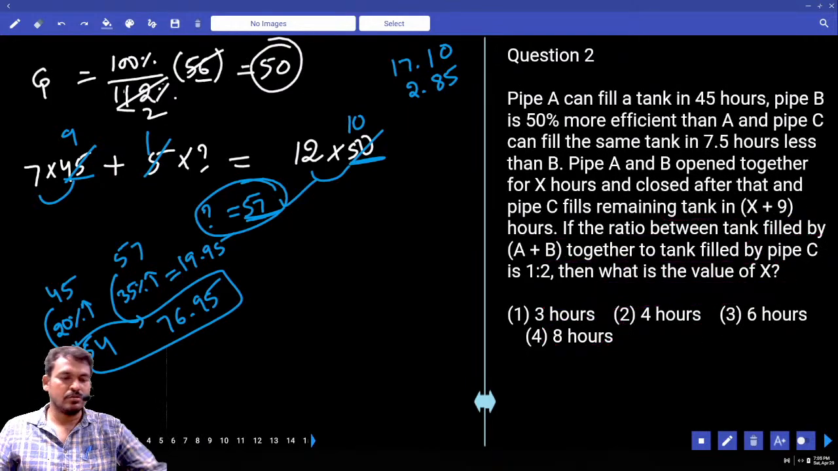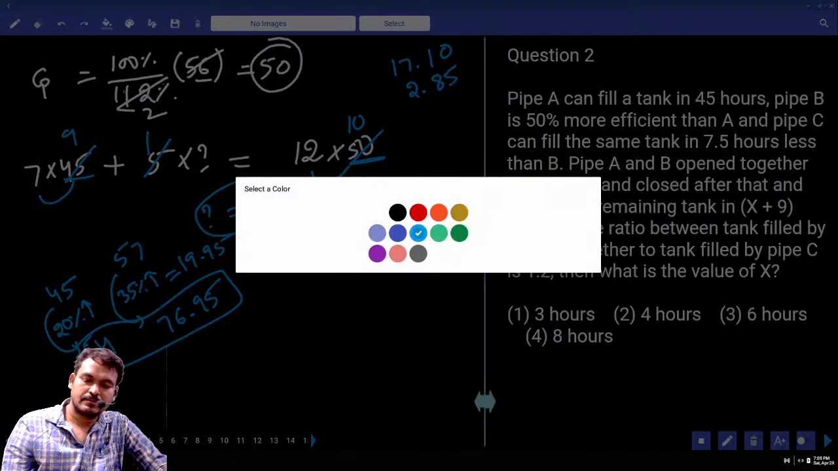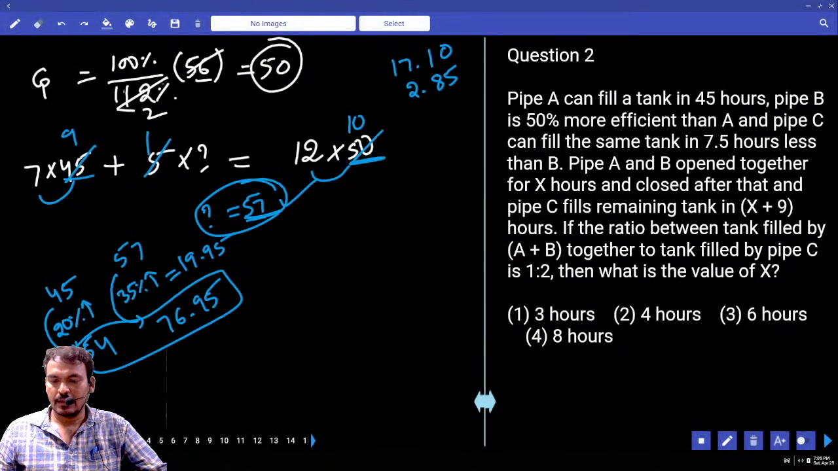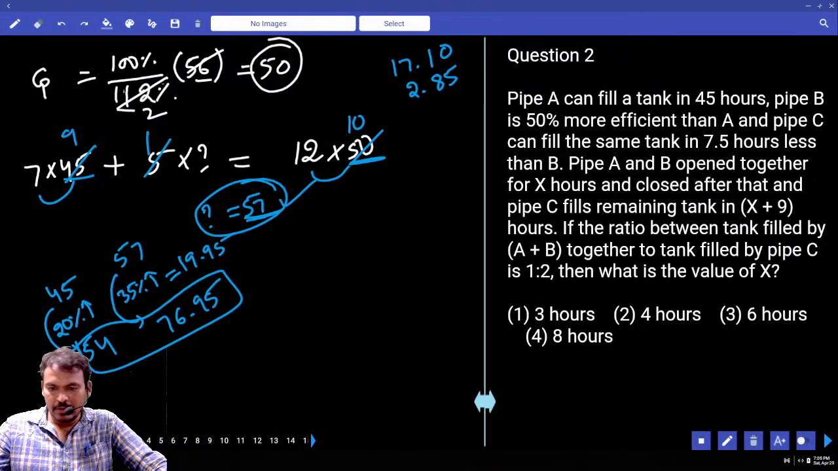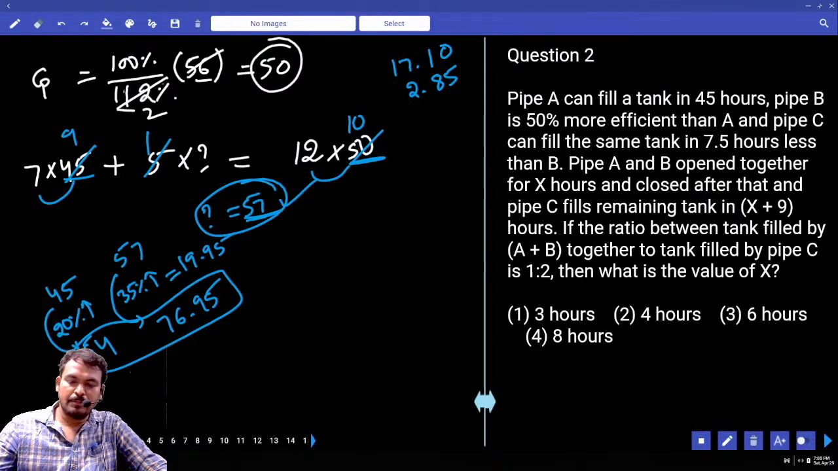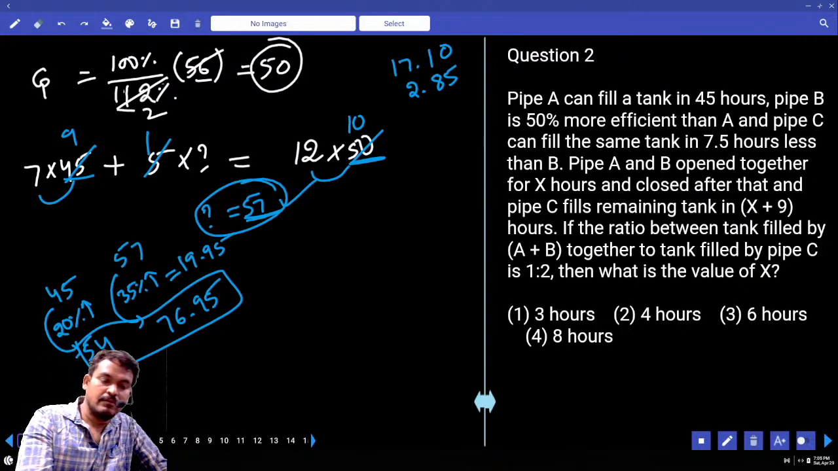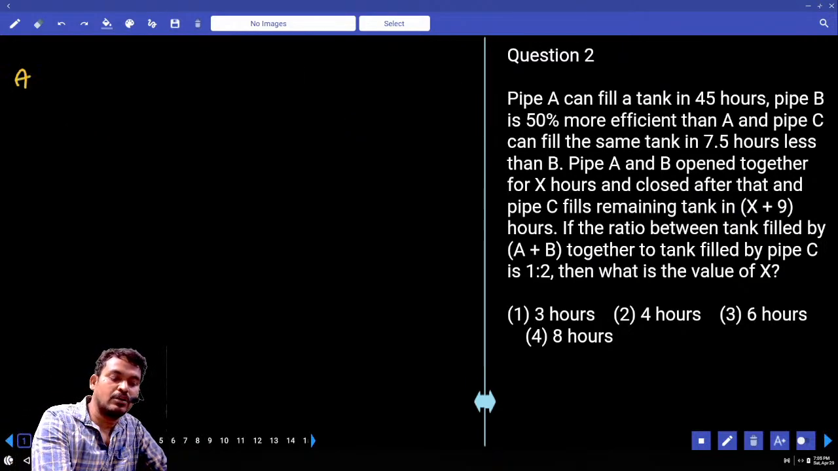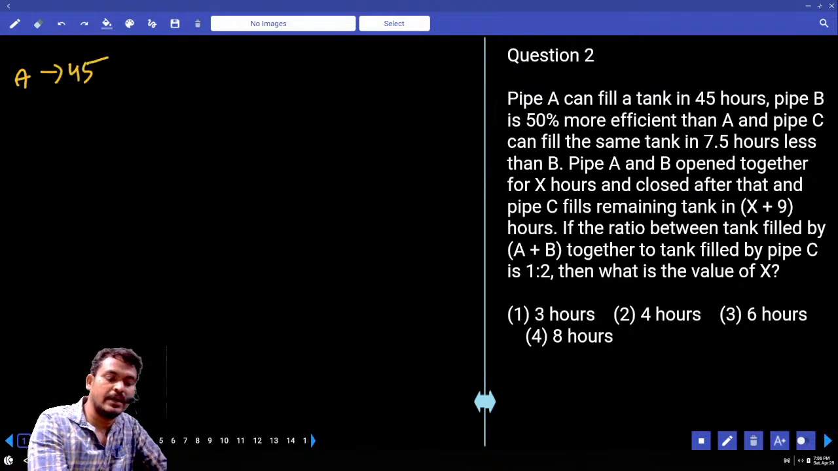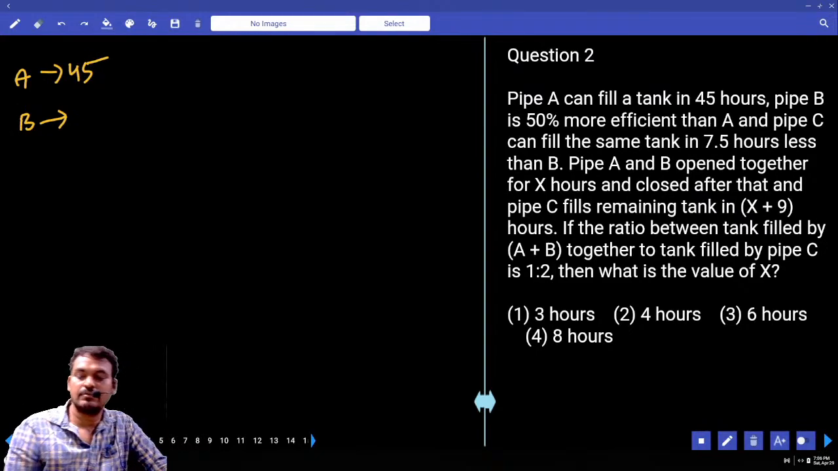Question number 2. Pipe A can fill a tank in how many hours? 45 hours. Pipe B is 50% more efficient than which one? A. And pipe C can fill the same tank in how many hours? 7.5 hours less than which one? B. First of all, A can fill the tank in 45 hours.